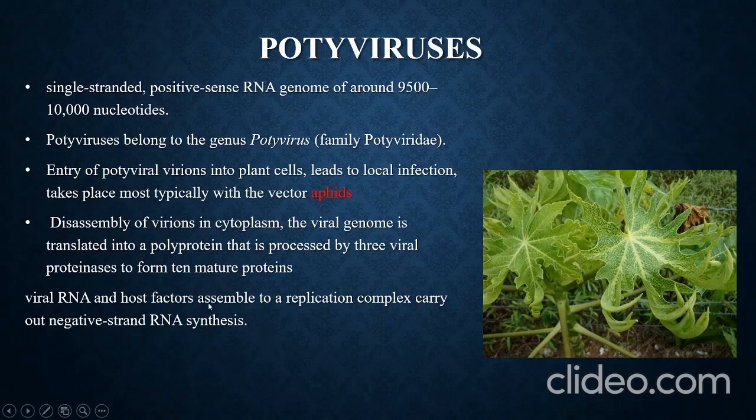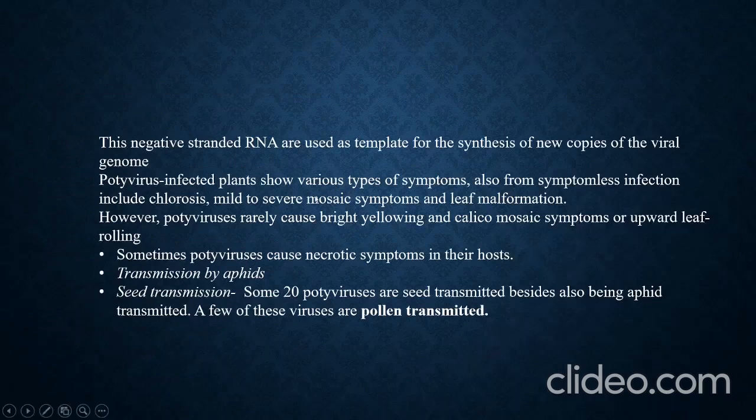Viral RNA and host factors assemble into a replication complex and carry out negative strand RNA synthesis. There is a formation of new RNA with the viral genome. The negative stranded RNA is used as a template for the synthesis of new copies of the viral genome. The potyvirus infected plant shows some symptoms, and symptomless infection also occurs.